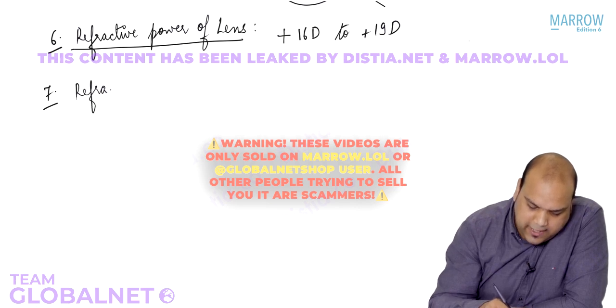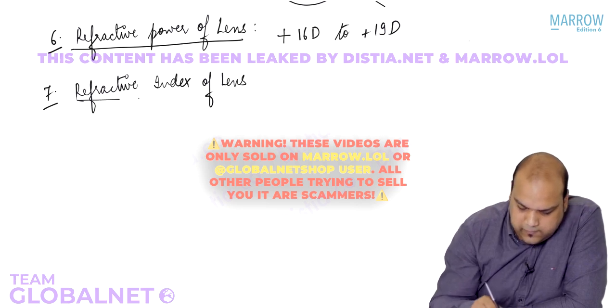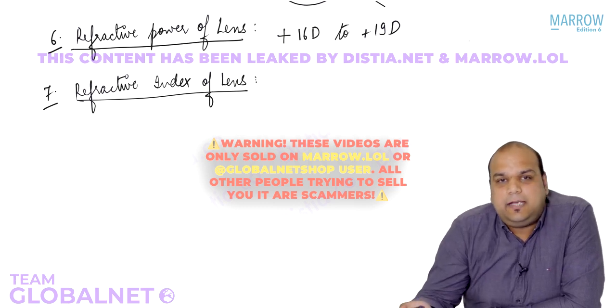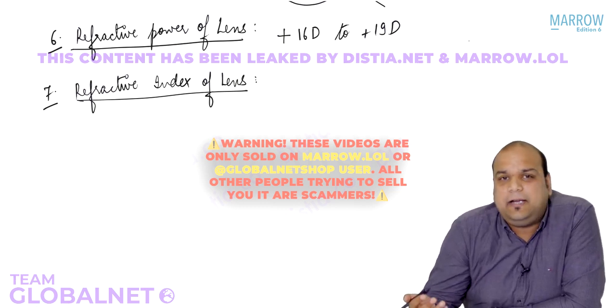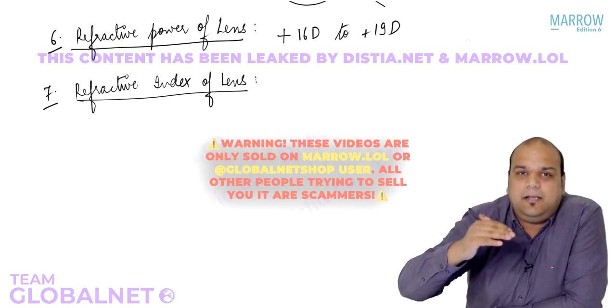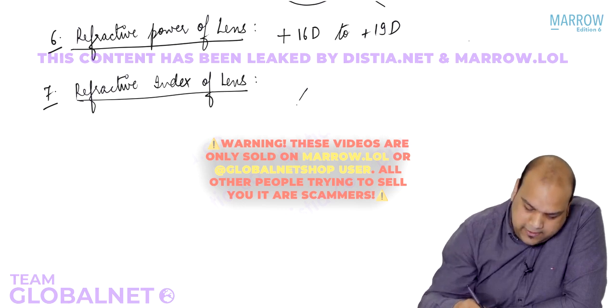Point number 7. What is the refractive index of lens? See, every structure has to have a refractive index. Air has a refractive index of 1. So every refractive index is compared to air, whether more or less. So what is the refractive index of the lens, guys?